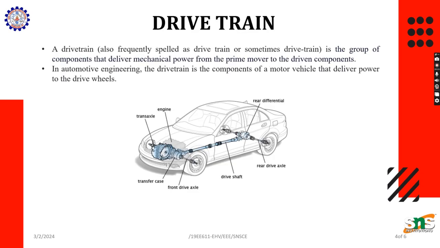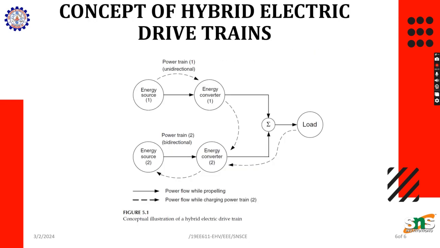So, drivetrain is nothing but the components which are essential to make the vehicle move. An electric drivetrain comprises the components which are responsible for making the electric vehicle move, for example, motor, battery, and the converters. Last class we stopped with the hybrid electric drivetrain, where two or more energy sources are combined for a single vehicle, and it makes the vehicle move.